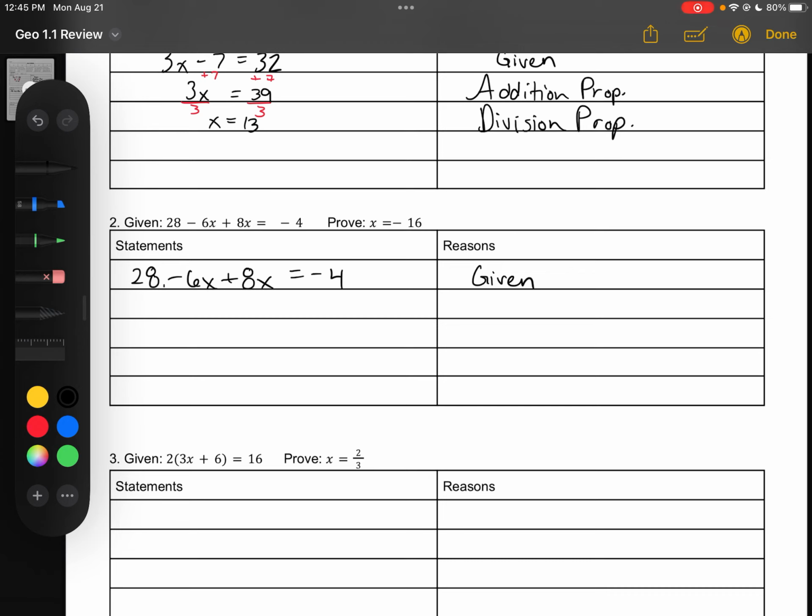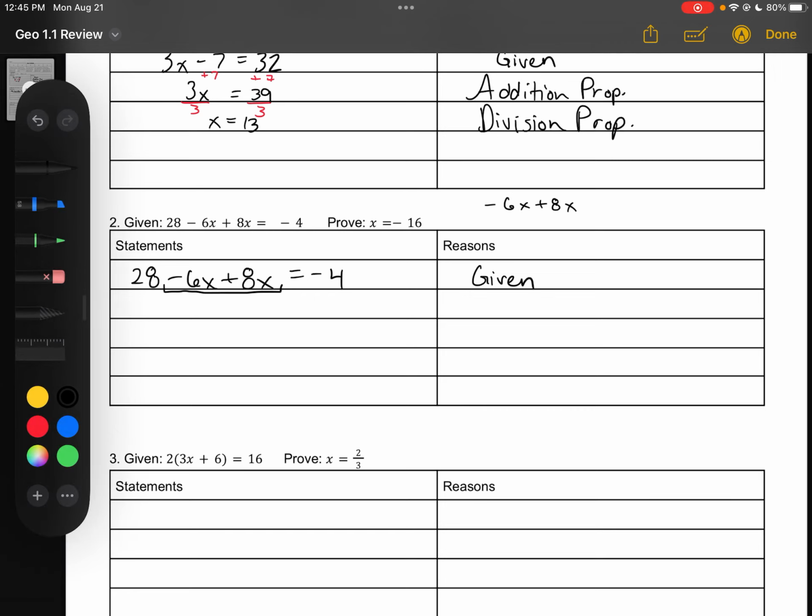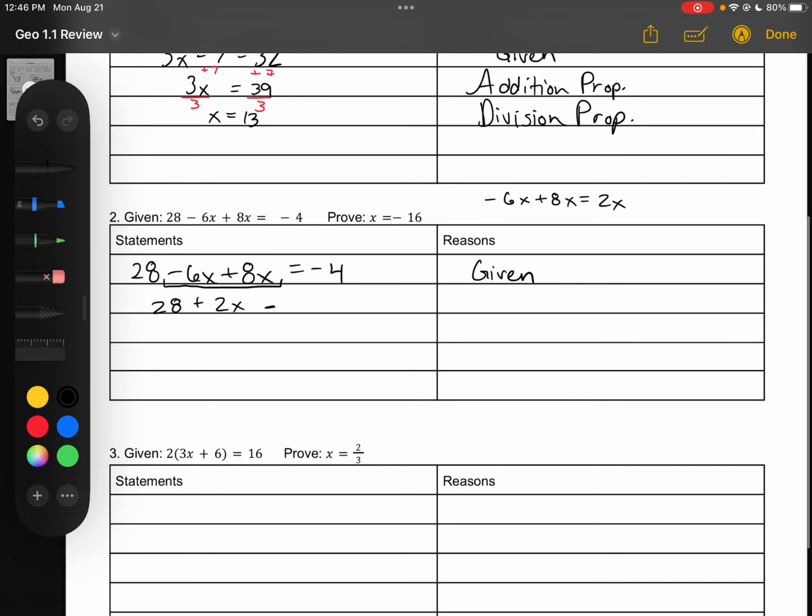We are going to take this negative 6x and 8x together, and we're going to replace it with 2x. So off to the side, negative 6x plus 8x is equal to positive 2x. So we're just taking this whole thing and changing it to 2x. And the reason for this one, this is where it gets tricky, this is the substitution property.